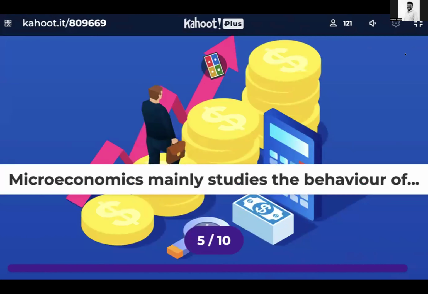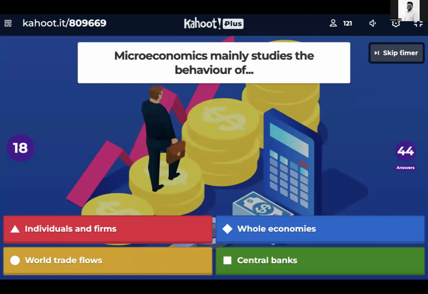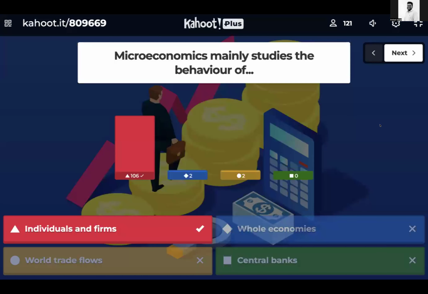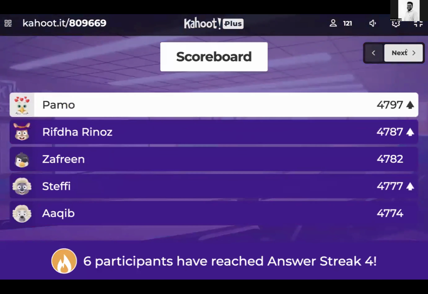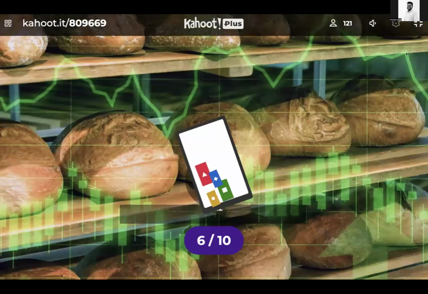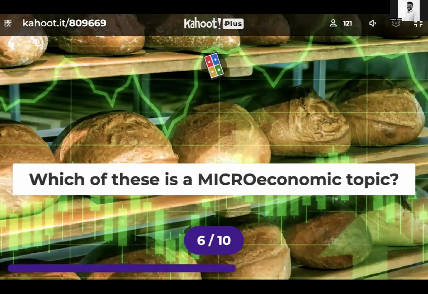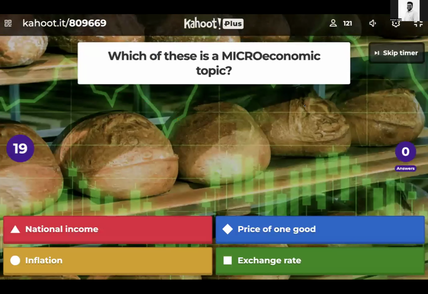Next one. Microeconomics mainly studies the behavior of individuals and firms, whole economies, world trade flows, central banks. Microeconomics, behavior of individuals and firms. Brilliant. Right one. Leaderboard is changing a bit. Next one. Which of these is a microeconomic topic? National income, price of one good, inflation, exchange rate. Microeconomic topic, example.